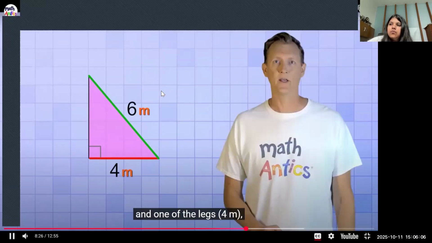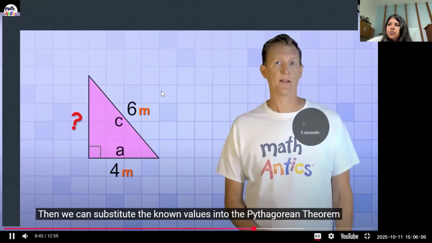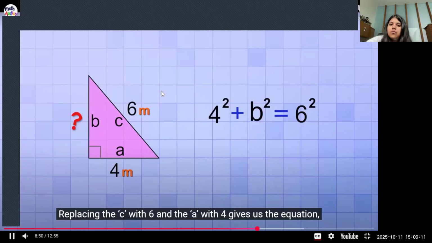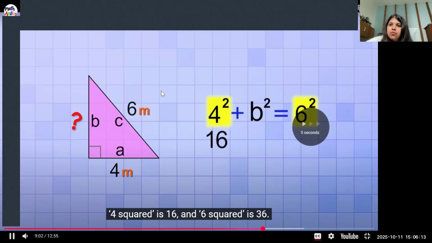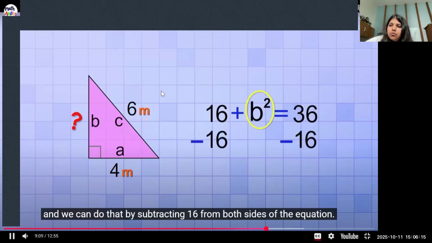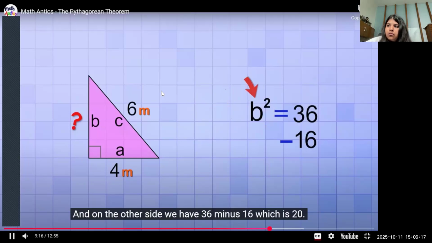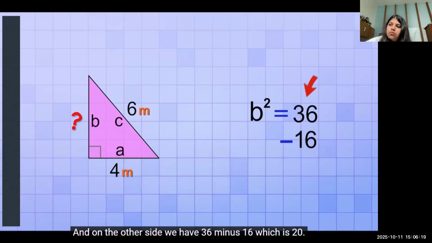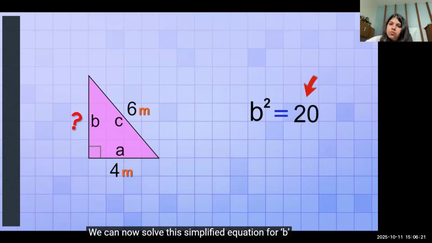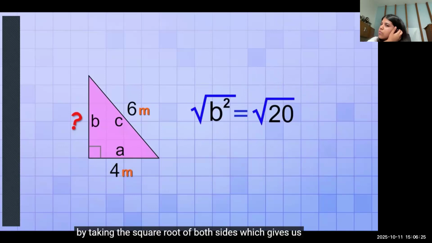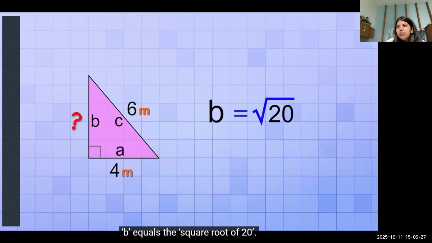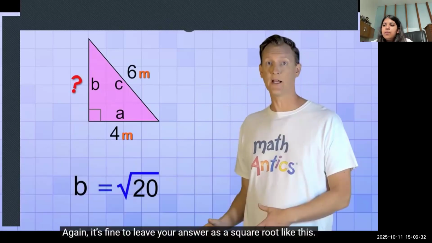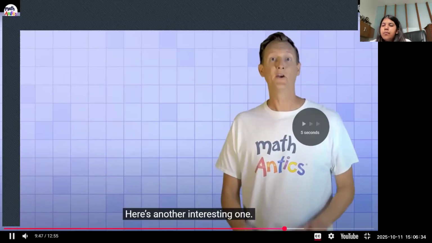4 meters, one length. Side A and the theorem give us the equation, and we solve for b squared, which is 36. Subtracting 16 from both sides, we get b squared. And on the other side, we have 36 minus 16, which is 20. We can now solve the simplified equation for b by taking the square root of both sides, which gives us b equals the square root of 20. Again, it's fine to leave your answer as the square root of 20. Awesome. Here's another interesting one.